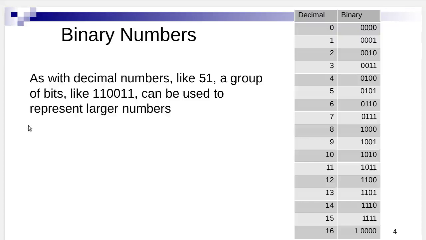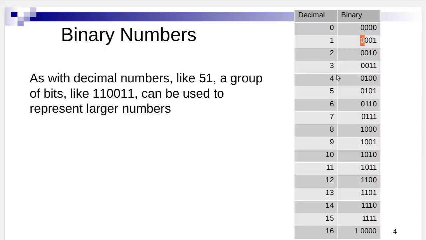So as we saw last week, if you have a decimal number like 51, we can represent that using a group of bits, and make sure you understand why 51 translates to 110011 in binary. Okay, and we went over how decimal 0 is binary. Let's say we're using 4 bits, it's all 4 zeros. 1 is 3 zeros and a 1. This is the least significant bit position. This is the most significant bit position.